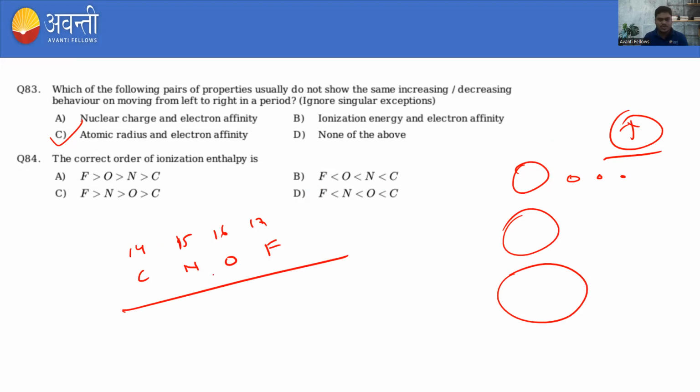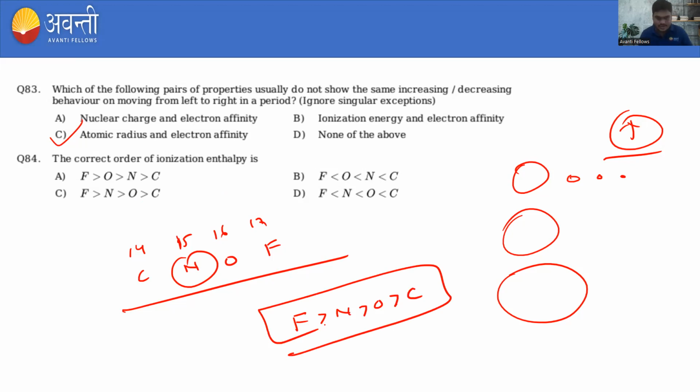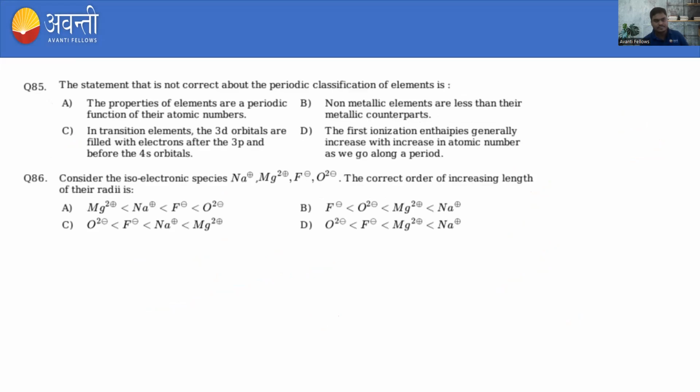That is supposed to be group 16 having more, but due to the half-filled electronic configuration, group 15 shows more ionization enthalpy. So the maximum ionization enthalpy is shown by fluorine, and after fluorine, nitrogen, and then oxygen. So this is the correct order. Here only one exception is there, that is between nitrogen and oxygen. Just remember nitrogen is a group 15 element, so due to the half-filled electronic configuration, they are more stable, and due to this they show highest ionization enthalpy.